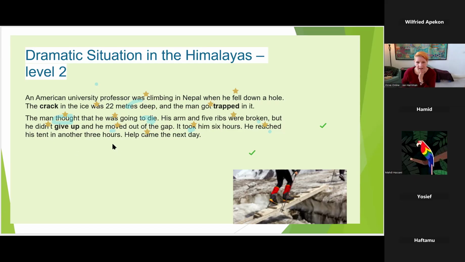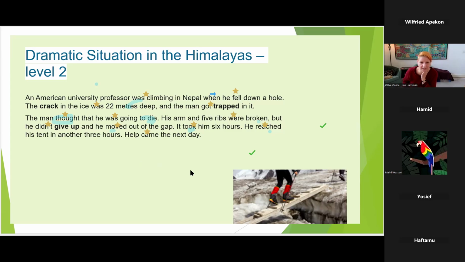So his arm and 5 ribs were broken. So one of the things I want to highlight here are our conjunctions. Okay, so our conjunctions are what piece the sentence together. And that's what you gain in the second level of Newton levels. This is usually when you get our conjunctions.